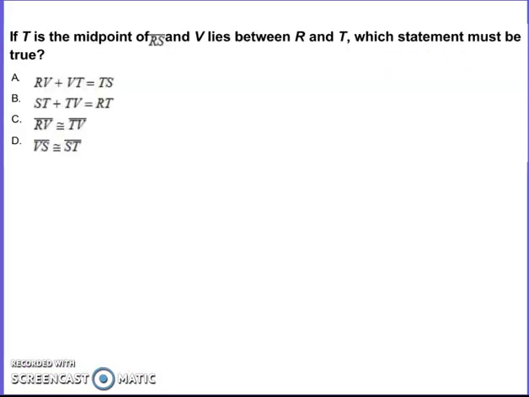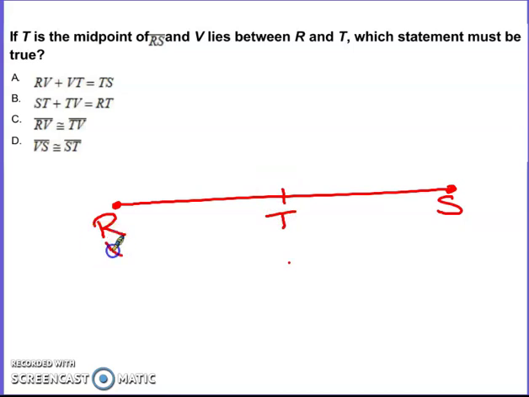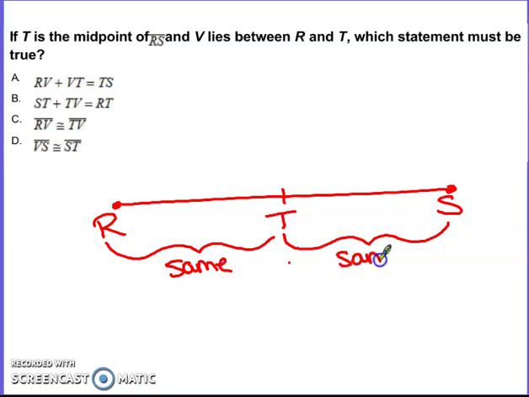Now to question 3. If T is the midpoint of RS and V lies between R and T, which statement must be true? Well, let's draw a picture. If I have my line R and S, and it tells me T is the midpoint, I already know that both of these sides, both RT and TS, are going to be the same. The midpoint lies in the middle, and that means both parts, both sides, are congruent.